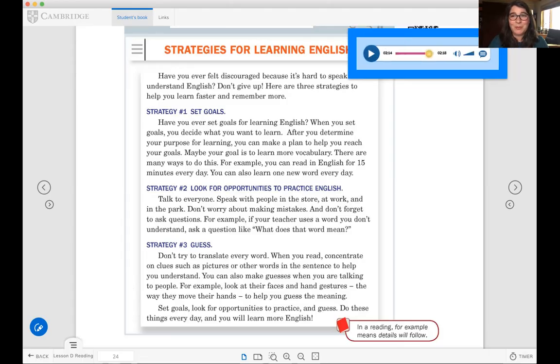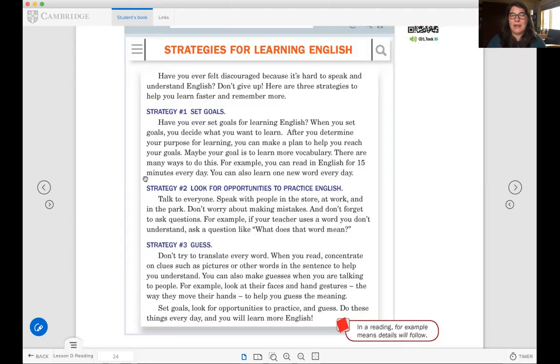Okay, those are some good ideas. Setting goals, a lot of you just take class, and it's good to think about what you want to learn. So maybe take some time and think about where you want to be next year at this time, or how much vocabulary you want to learn, or if there is something like you want to watch a movie in English and understand it, something like that. It's good to have a goal.